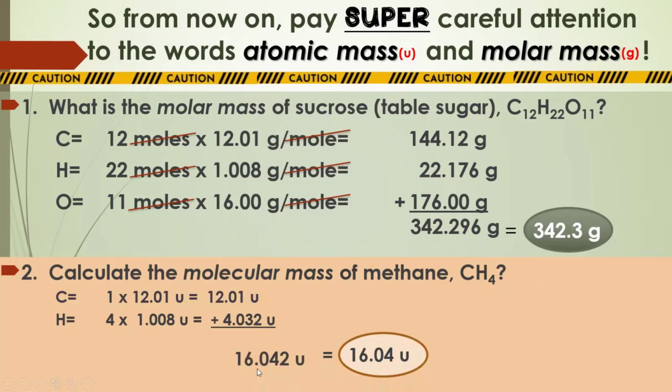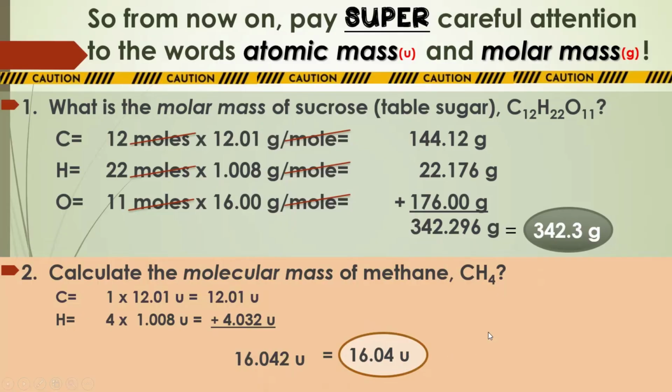and we should get 16.042 atomic mass units. And let's see, we've got 4 significant figures here, and we have 4 significant figures there. Our answer should have 4 significant figures. So 1, 2, 3, 4. We look at the 2 and it's less than 5, so we do not round up. We just chop it off, and our answer is 16.04 atomic mass units.